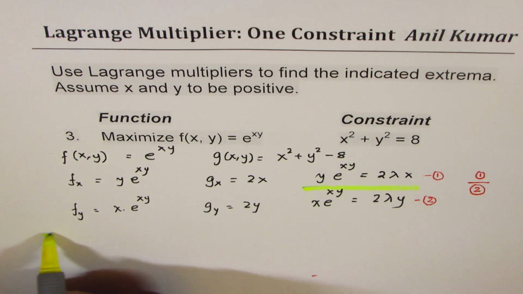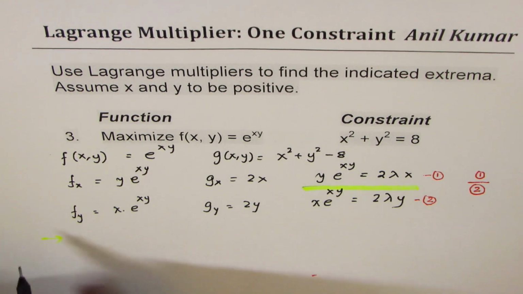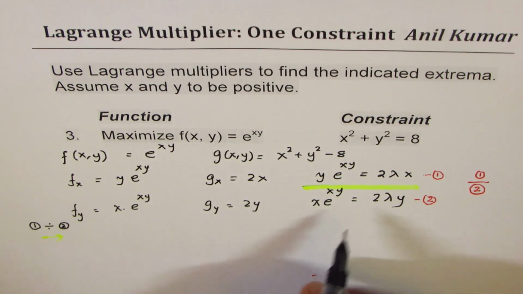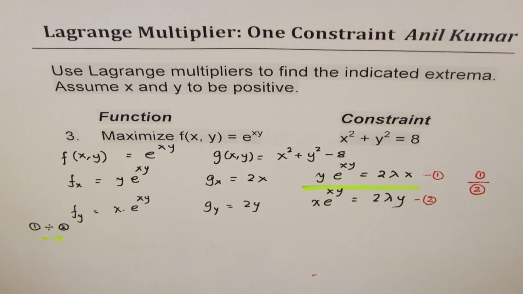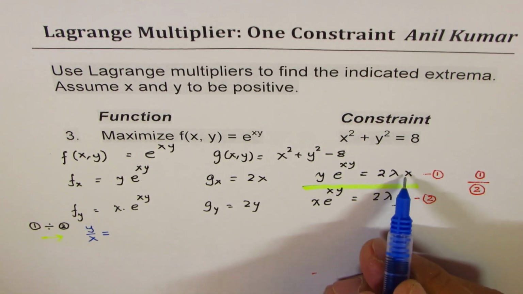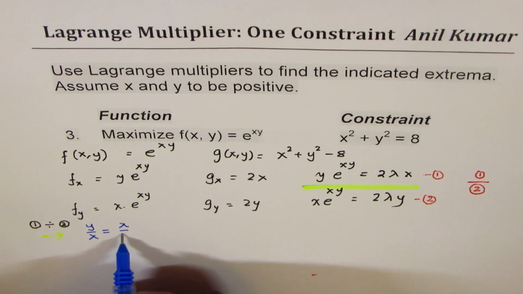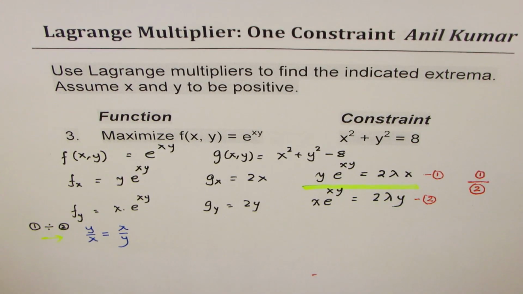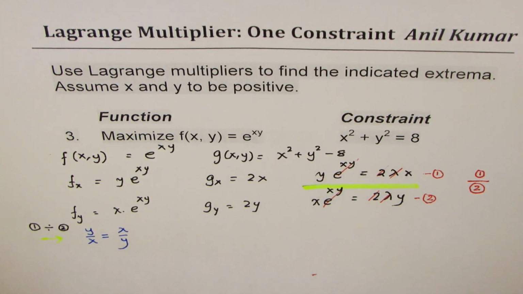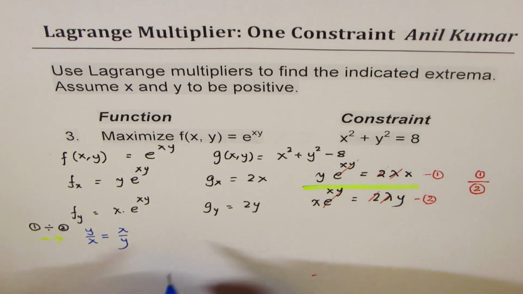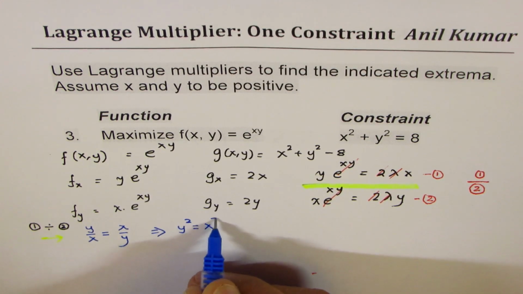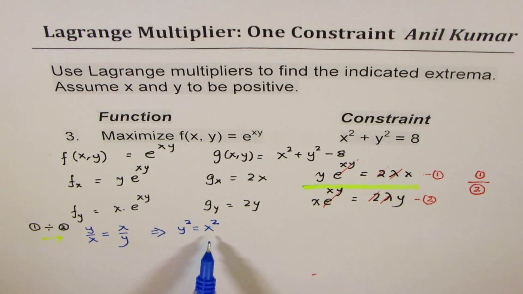So let me show you here. What we are doing now is equation 1 divided by equation 2. Perfect. So when I do that, I get y over x equals x over y, correct? Since these terms cancel: 2 cancels, lambda cancels, the exponents cancel. Do you see that? And that gives you the result, which is y squared equals x squared. Do you see that? y squared equals x squared.